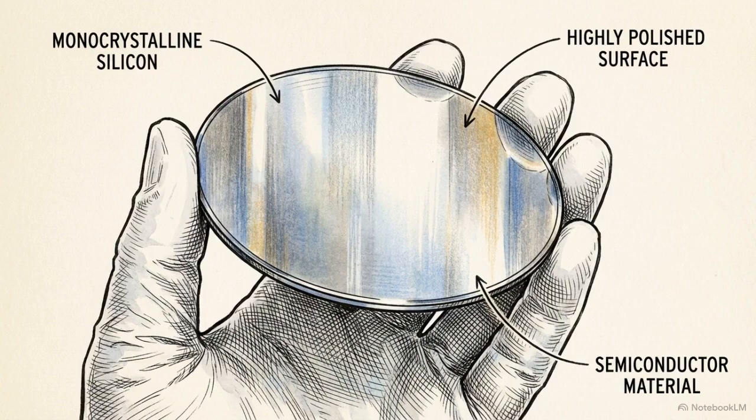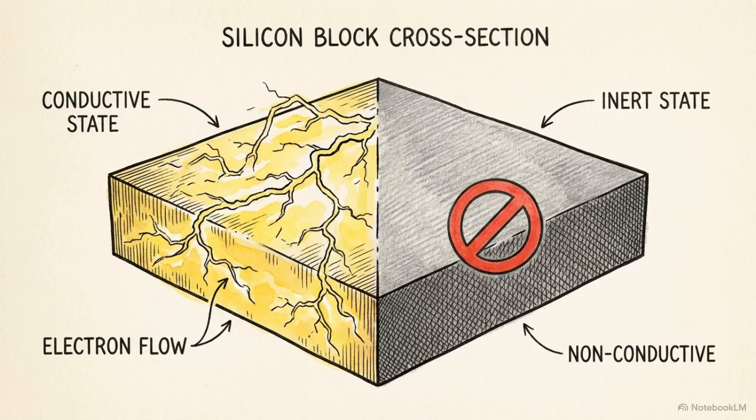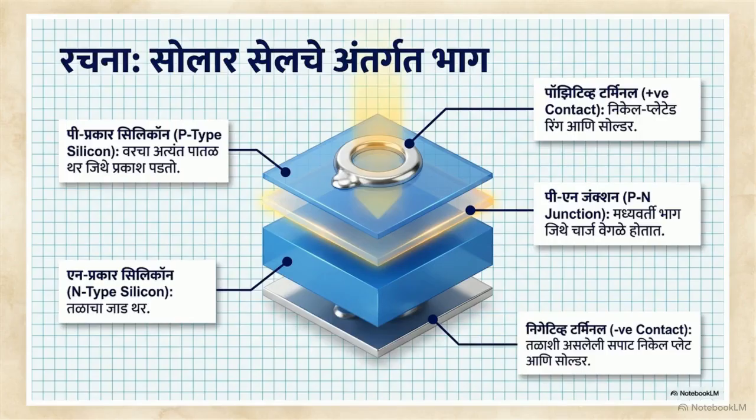Most solar cells are manufactured from silicon. Silicon is a naturally occurring semiconductor, meaning it can be manipulated to either conduct electricity or block it, depending on how it is treated. This diagram shows the internal structure of that silicon.